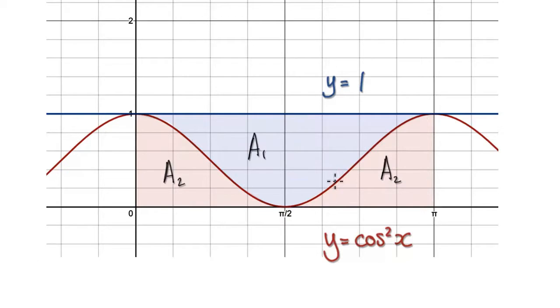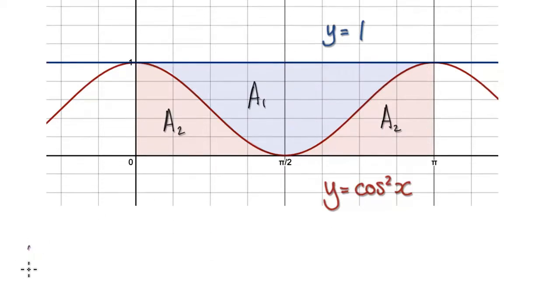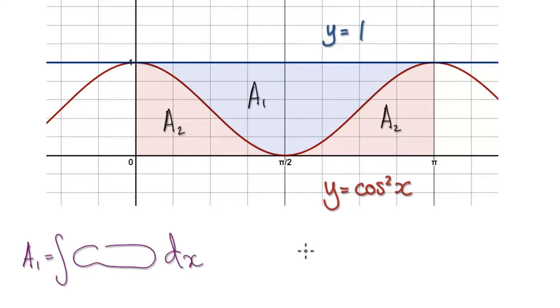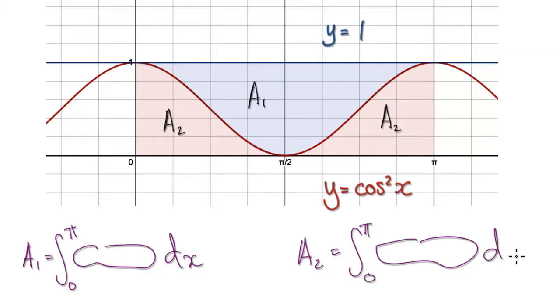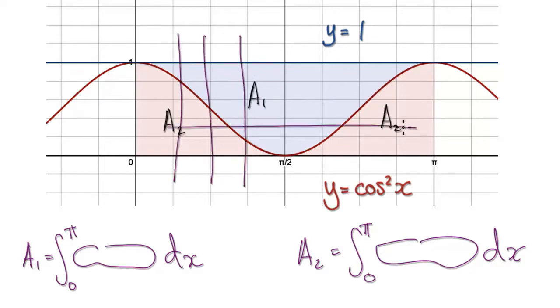Okay, so to do this we need to set up two integrals. A1 equals the integral of something dx, and A2 is the integral from 0 to pi of something dx. So for A1, which is this area here, you need to move along like this. Imagine you're moving along in the x direction, that's why it's dx. Let's say currently x is here. You need to somehow work out this height, because you're summing up all the heights.